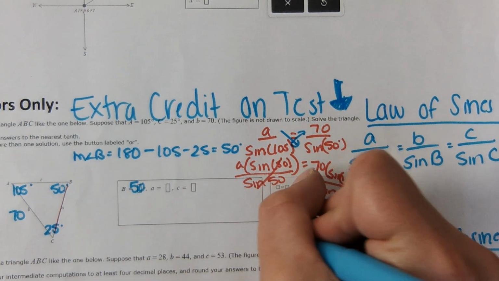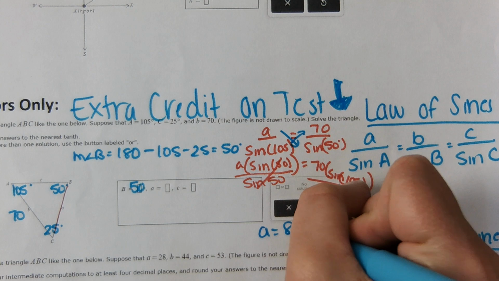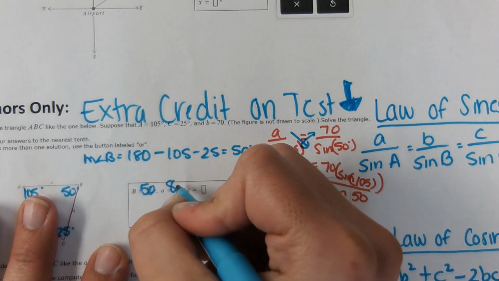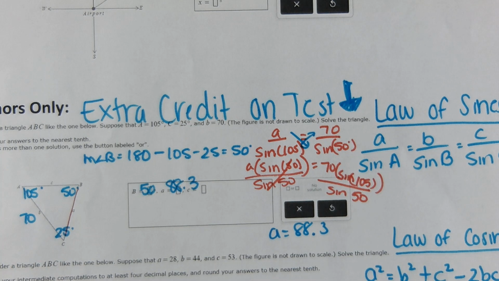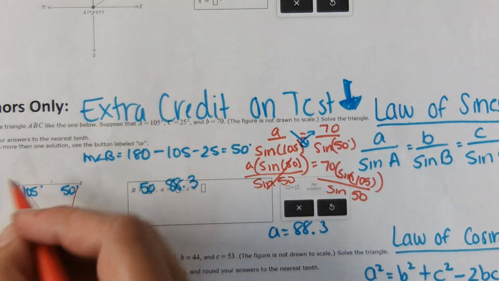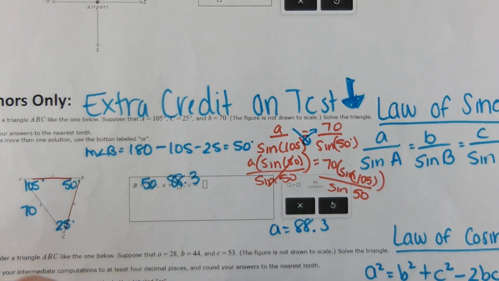Okay, so we get A. What was it? 88.3. Is that right? Okay, so A is 88.3. Yes, Dominic, this is going to be on the EOC. Then we're going to find side C. Believe me, I would not be teaching this if it wasn't part of the standards.